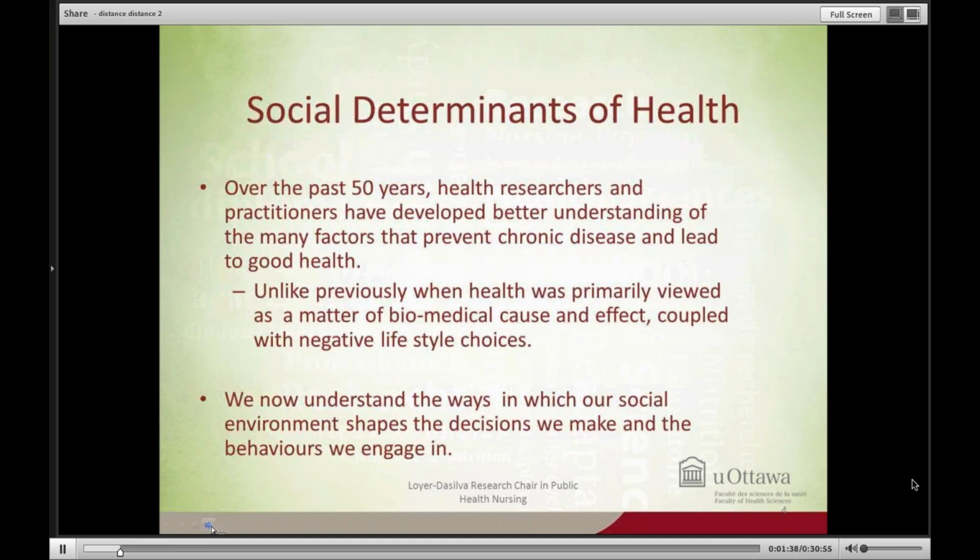So, the social determinants of health. Clearly, over the past 50 years, health researchers and practitioners have developed a better understanding of the many factors that prevent chronic disease and lead to good health. Unlike previously, when health was primarily viewed as a matter of biomedical cause and effect coupled with negative lifestyle choices, we now understand the ways in which our social environment shapes the decisions we make and the behaviors we engage in.